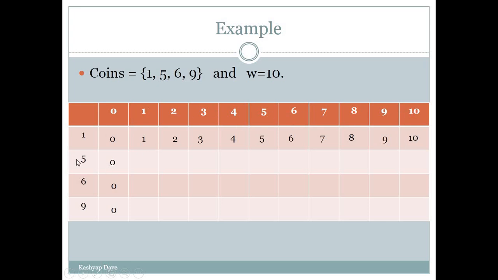Now let's take coin 5 here. So here 5 is greater than 1. Our condition is: if the coin is greater than our amount, then copy the value from above. So for 1, 2, 3 and 4 we will copy our value from above. Now for 5, the coin is not greater than our amount, so we have to calculate this value.